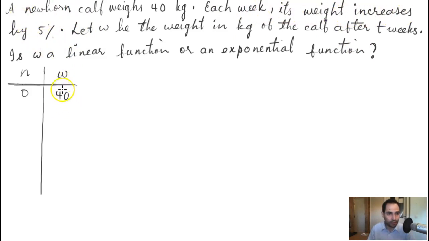So that means there is an increase of 5% of this weight after 1 week. So this is week 0, then you have week 1, and then you have 40 times 1.05. Times 1.05 means that you have increased 40 by 5%.